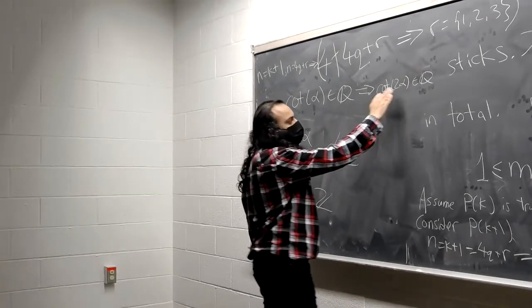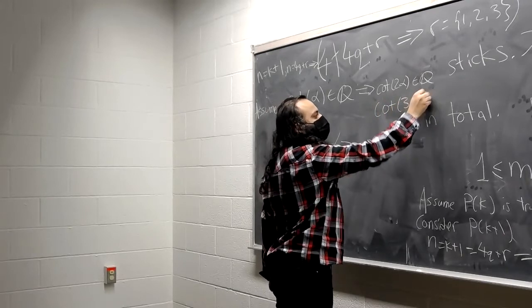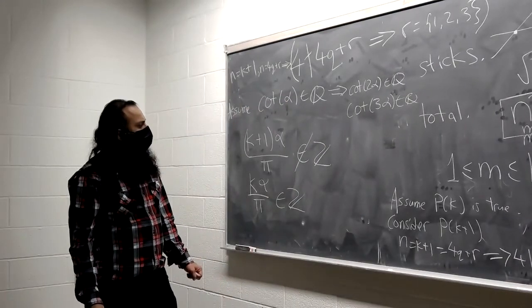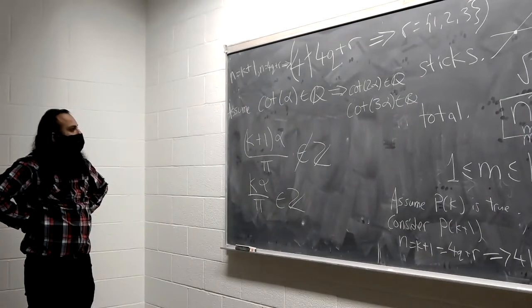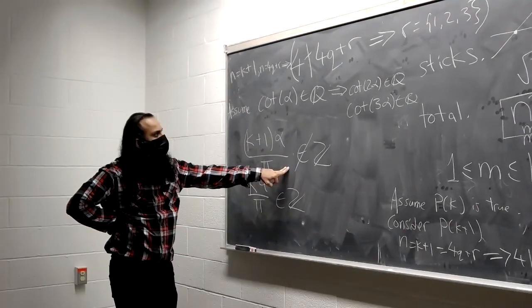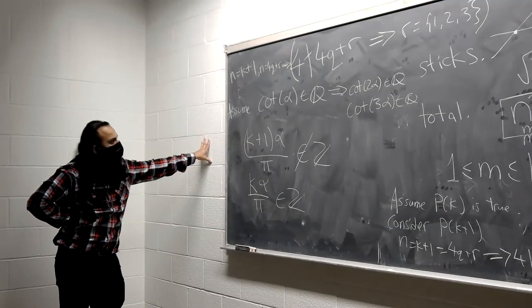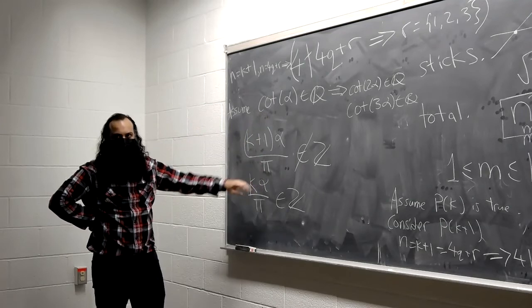So now you have that cotangent of 2 alpha is rational, and then you want to prove that cotangent of 3 alpha is rational. It works. It's like 3 alpha is 2 alpha plus alpha. Where have you used the fact that (k+1)alpha over pi is not an integer? I don't explicitly use that.